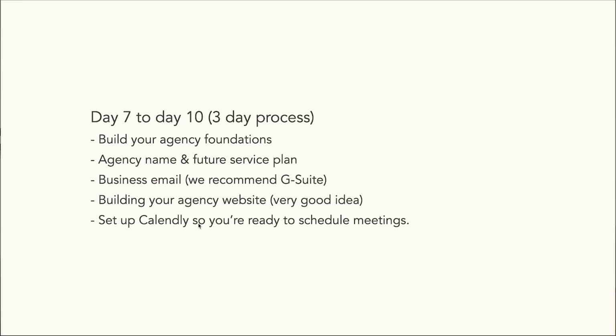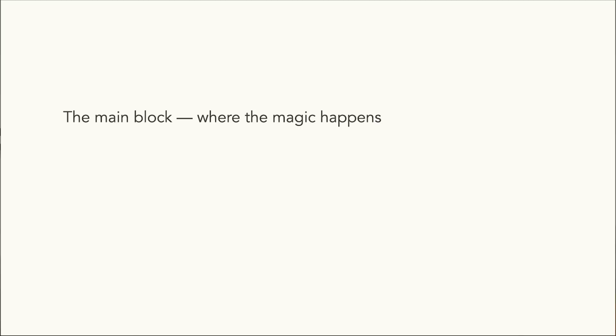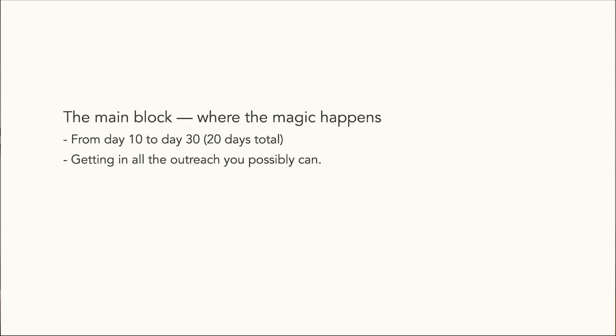Moving back into the presentation, the last point on here was setting up your Calendly so you're ready to schedule meetings. We basically already covered that point. Moving on to the main block, which is where the magic happens, from day 10 to day 30. This is a 20-day process in total, and this is where all the magic is going to happen, because this is where you're going to get in all the outreach that you possibly can.